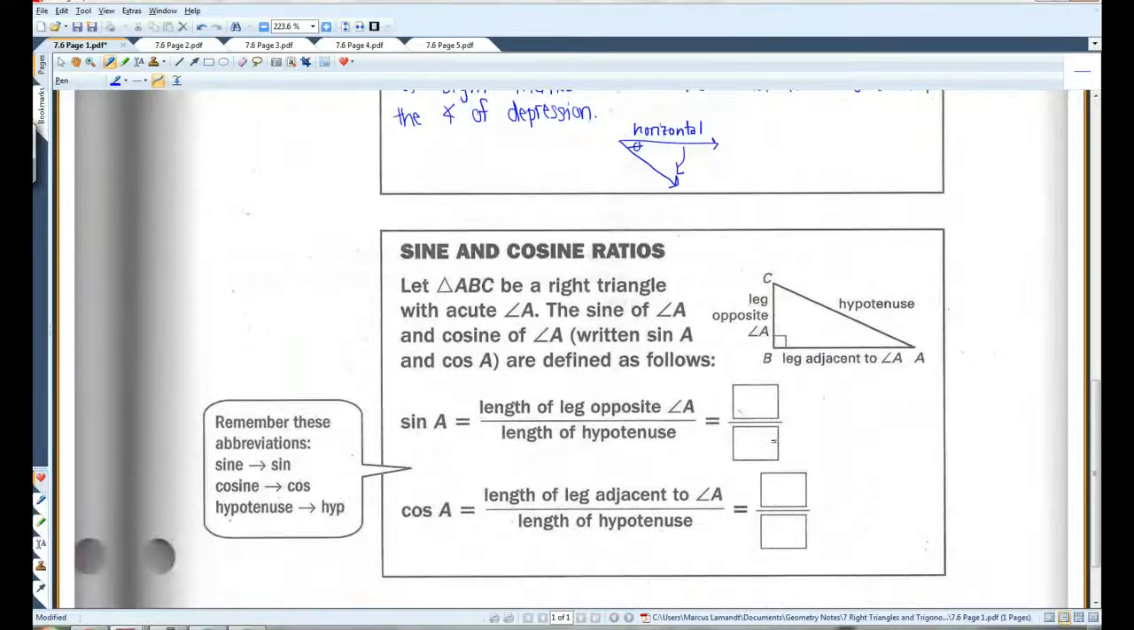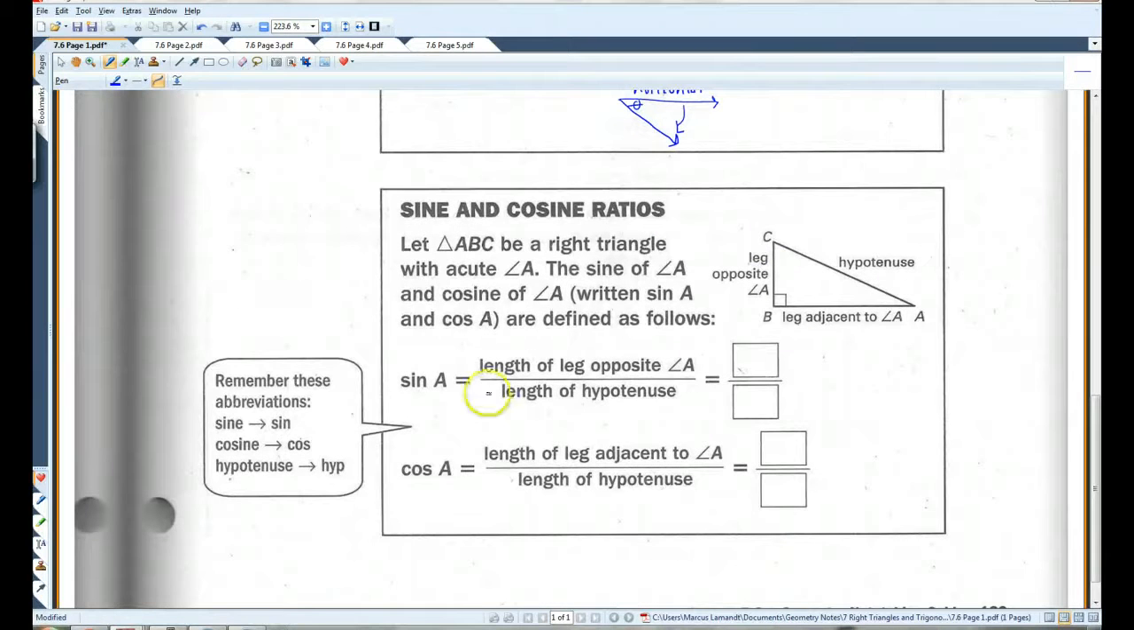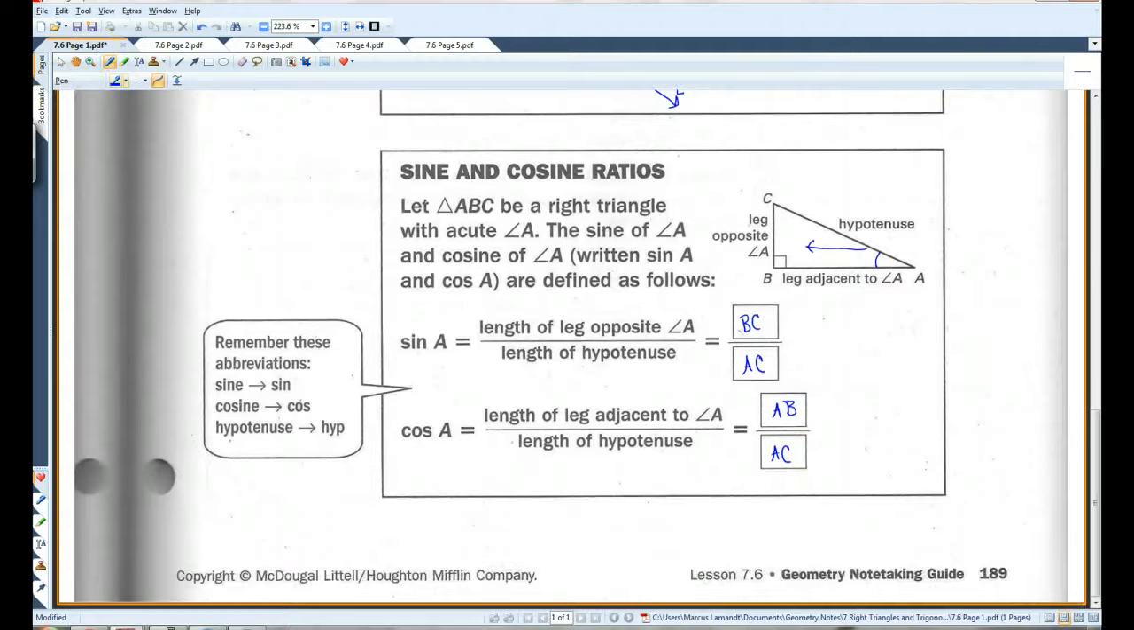Alright, sine and cosine ratios. Like I said, sine is opposite over hypotenuse. So in this case, if you're looking for sine of A, the opposite side would be BC. And the hypotenuse is AC. Cosine is adjacent over hypotenuse. The adjacent side is AB. And the hypotenuse is still AC. Alright, let's go on to page 2.